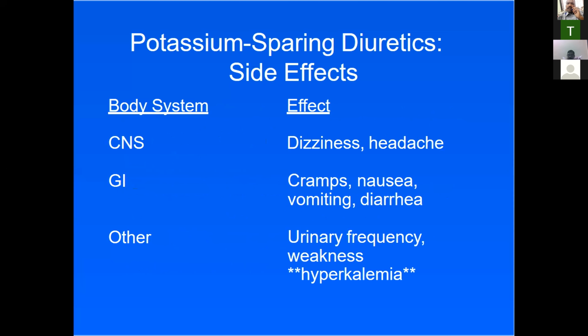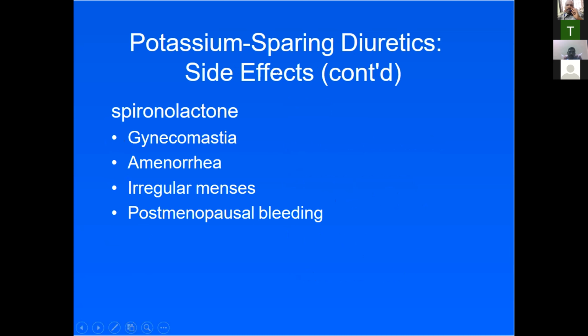And on the effects on other systems like the CNS, it produces dizziness and headache. In the gastrointestinal tract, it can produce cramps, nausea, vomiting, and diarrhea. Other things like urinary frequency, weakness, and hyperkalemia are also felt. Spironolactone can produce gynecomastia, amenorrhea, irregular menstrual times, and postmenopausal bleeding is also there when you use this spironolactone.